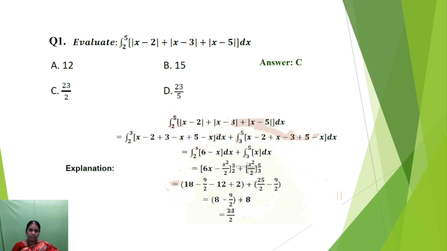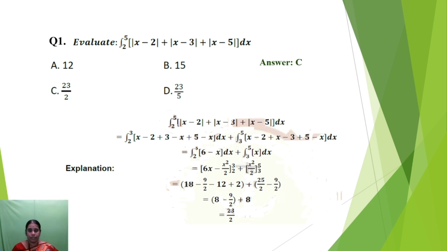In the first integral, we have to remove the modulus, then only we can integrate and substitute. Removing the modulus means it takes the positive value in the positive region and the negative value in the negative region. For the range 2 to 3, x minus 2 is always positive, so it stays x minus 2. For 2 to 3, x minus 3 takes negative values; if we substitute 2, it is negative. So modulus of x minus 3 is 3 minus x. Similarly, x minus 5 takes negative values in the range 2 to 3, so we replace it with 5 minus x.